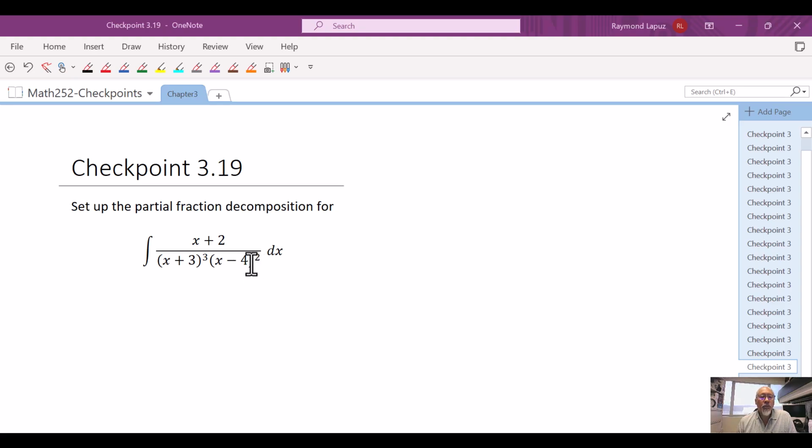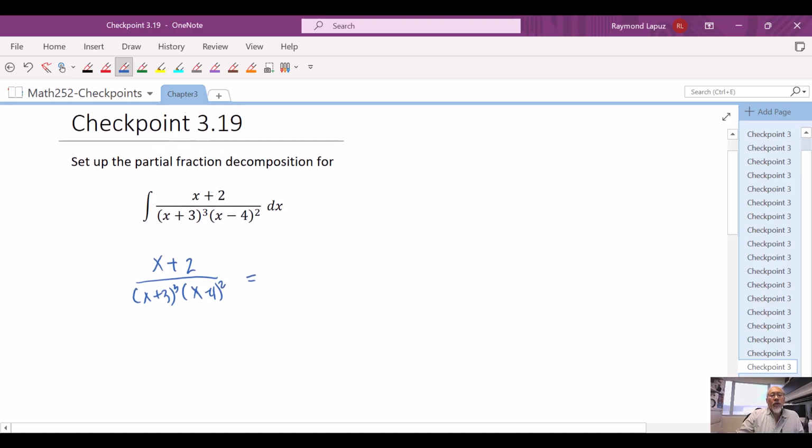So in this decomposition, we're going to first look at the degree in the numerator versus the degree in the denominator. The degree in the numerator is 1, and that's clearly going to be less than the degree in the denominator, because if we multiplied everything out, we'll have a degree of 5 or something bigger than 1. So that means, yes, we can do this partial fraction decomposition. So let's write out our left-hand side for our decomposition, or the original fraction. That's going to be x plus 2 over (x plus 3) cubed times (x minus 4) squared.